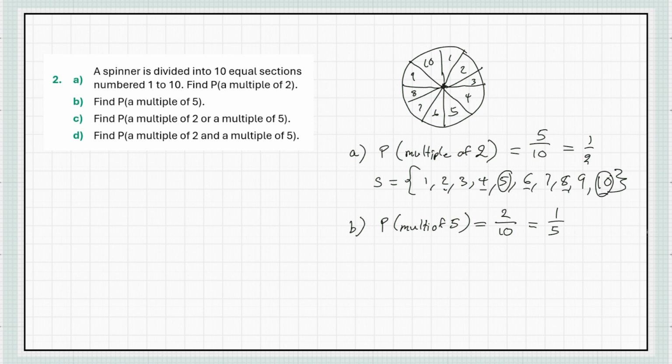So for our next one, we have C, which is find the probability that it's either a multiple of 2 or 5. The probability that it's a multiple of 2 or 5.